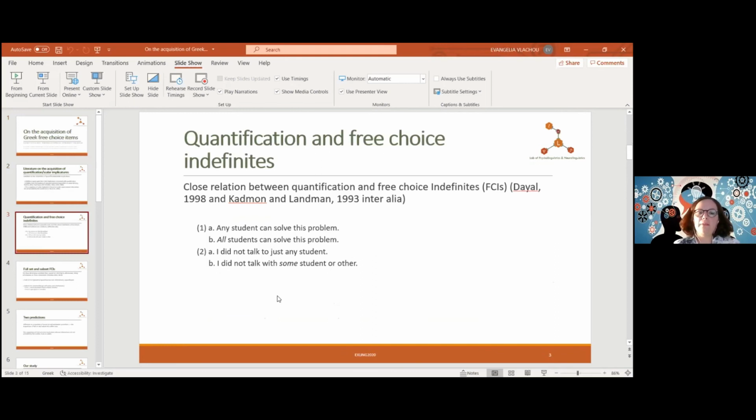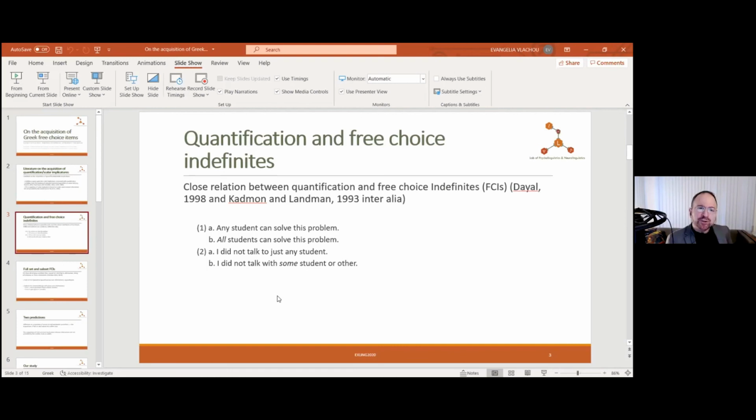If we go back here to the English examples, any student can solve this problem. Here we have all students can solve this problem. Why can we not say I did not talk with all students as a paraphrase of I did not talk to just any student? So basically, we say here that any behaves like a full set FCI, while just any behaves as a subset FCI. And we have equivalents of these types of items in the languages of the world, as in Greek, as in French, and other languages.